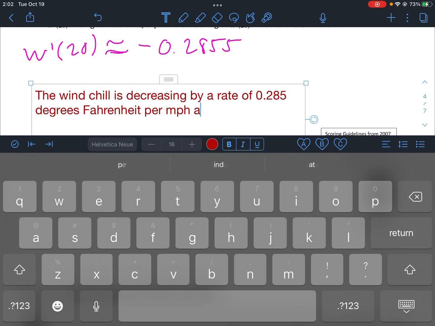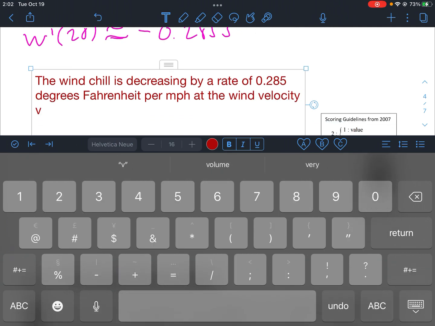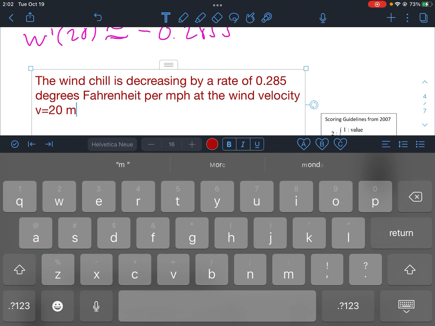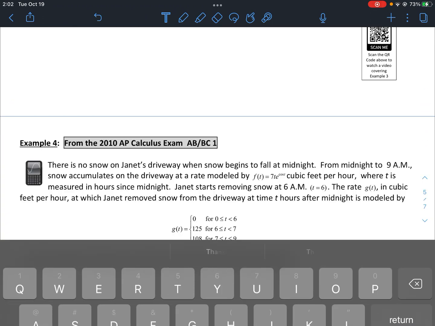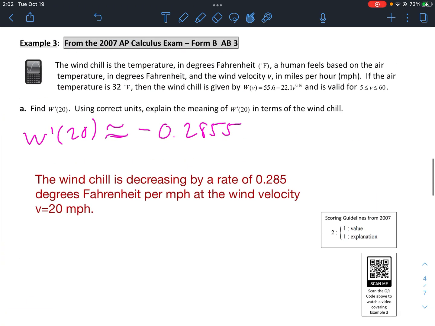And then don't forget time, right? When. So at the wind, sorry about that, I'm having some trouble typing. Wind velocity, there we go. V equals 20 miles per hour. Apparently I should stick to writing. Okay, that's a pretty good answer there. Okay, everything that we need is in our answer. So that would be full points for that problem.